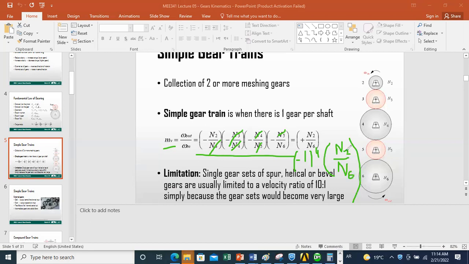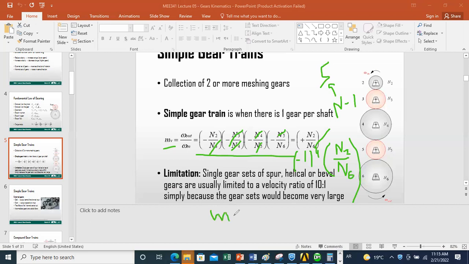Here, when I have 5 gears, so I have like 4 sets, okay? I will have, in this case, minus 1 to the power. So in general, I get minus 1 to the power n minus 1. N is the number of gears here. Here I have 5 gears, so it's 5 minus 1. So minus 1 to the power 4, which will give me a positive ratio.